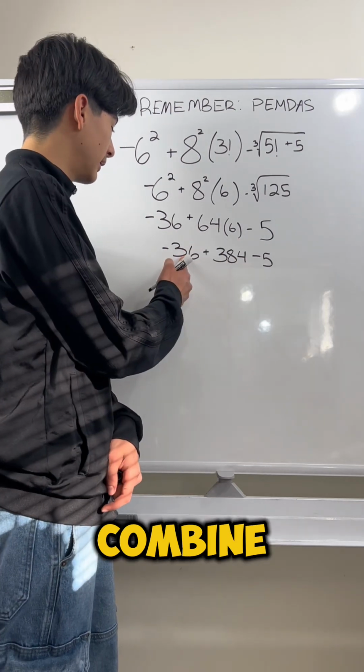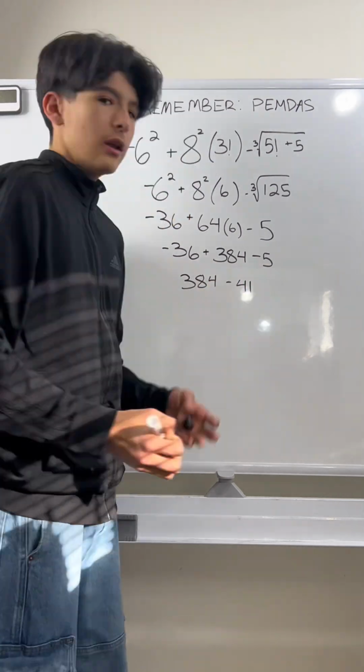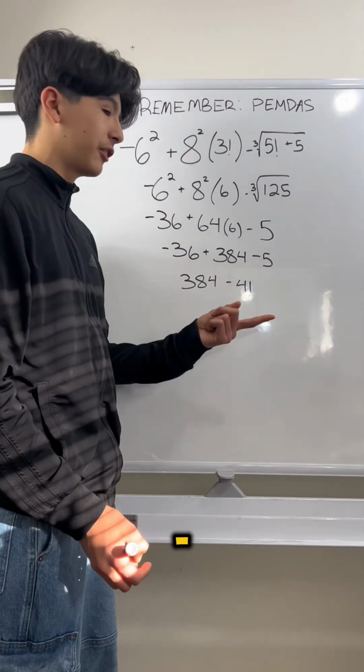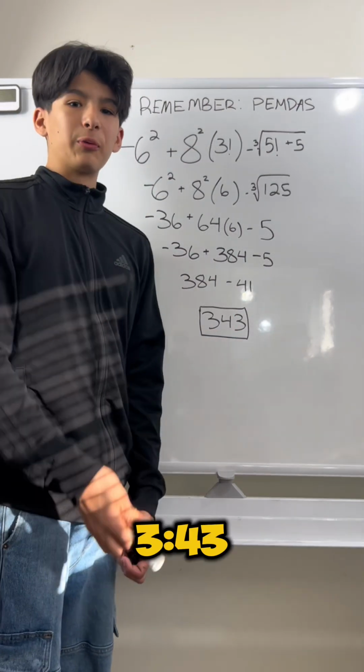Well, these two could combine to make negative 41. So let's rewrite it like that. Now we just have 384 minus 41, which is 343. God bless.